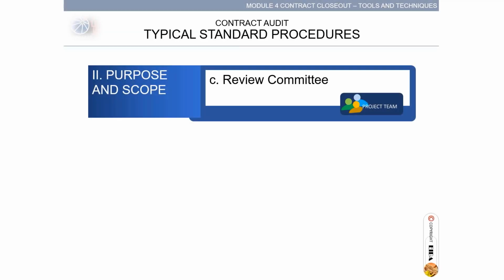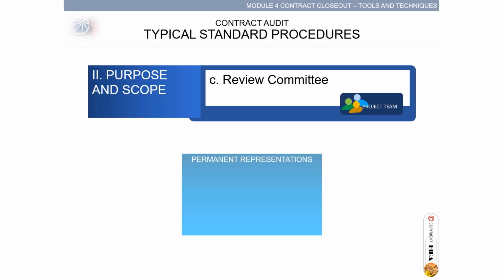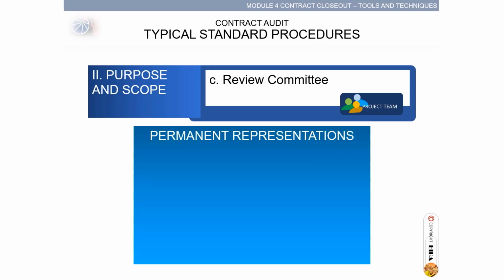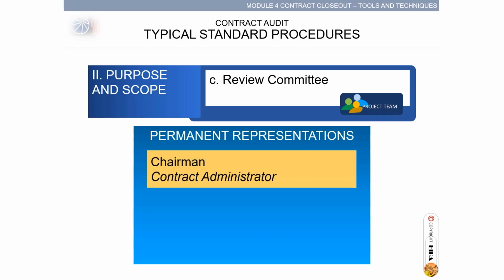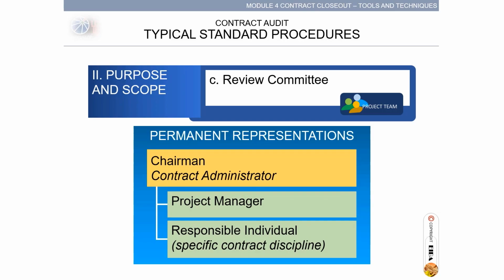Section C, Review Committee. The permanent representations of the committee are composed of the chairman, de facto held by the contract administrator, with members: project manager, and responsible individual of specific contract discipline. The disciplines are civil and structural, architectural, mechanical and electrical, etc., to cite a few.